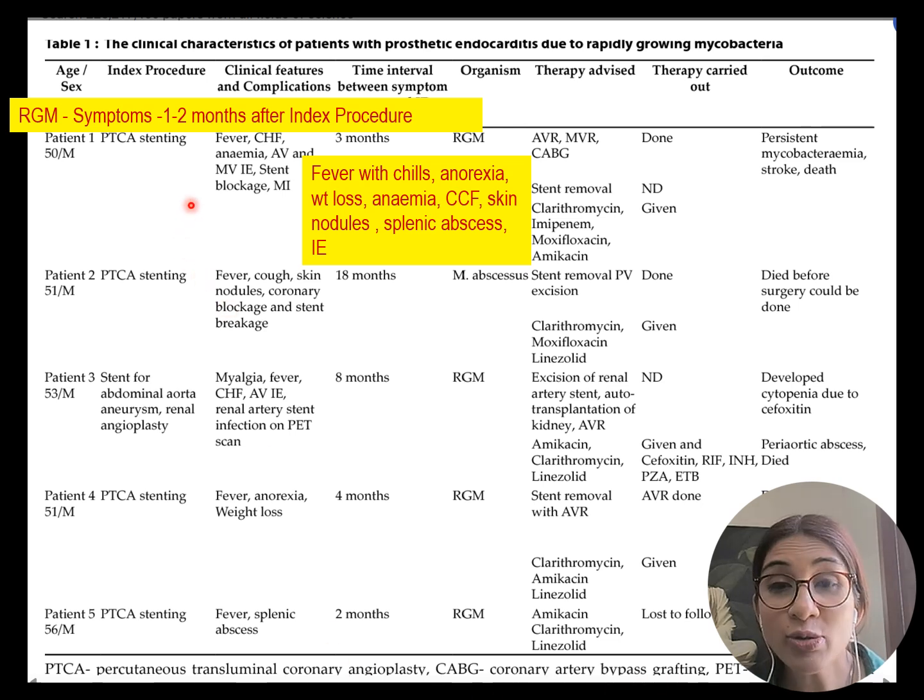So how should we suspect them? It's important to look into the symptoms, and usually symptoms begin 1 to 2 months after the index procedure. Any patient who's coming with fever with chills, loss of weight, appetite, anemia, features of congestive cardiac failure, skin nodules, splenic abscesses, vegetations at the valve, we should suspect endarteritis or an intravascular stent related infection in such patients.